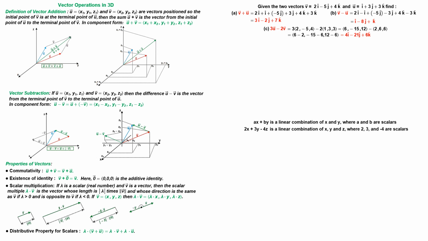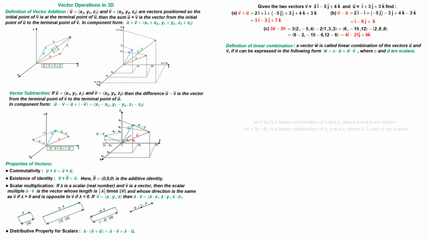The definition of the linear combination of two vectors is given as follows. A vector w is called a linear combination of the vectors u and v if it can be expressed in the form w equals c times vector u plus d times vector v, where c and d are scalars. In short, a linear combination of two or more vectors is the vector obtained by adding two or more vectors which are multiplied by scalar values.